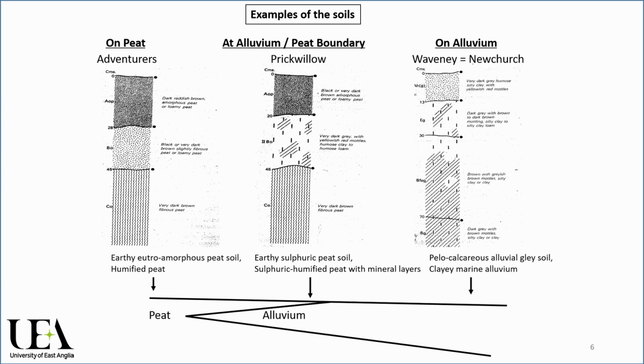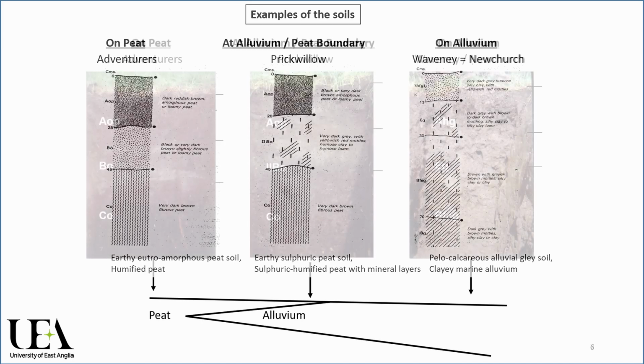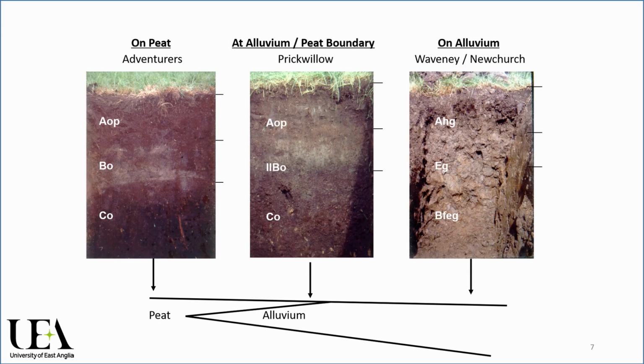So these three soils are the Waveney series, the alluvial soils, the Prickwillow series with a peat topsoil and alluvial subsoil, and the Adventurers' soil, which is the entirely peat soil in the transect. If we look now at the photographs, we can see these soils look completely different to each other.